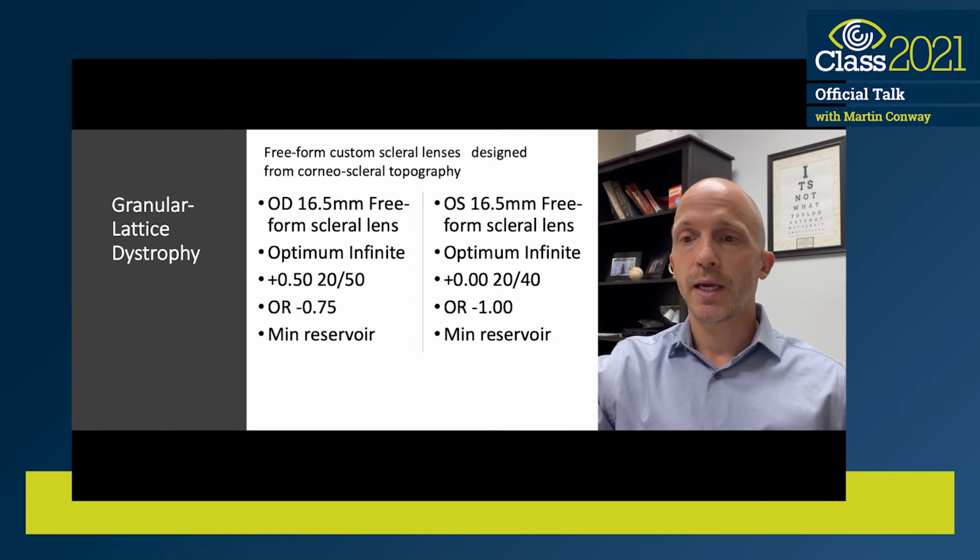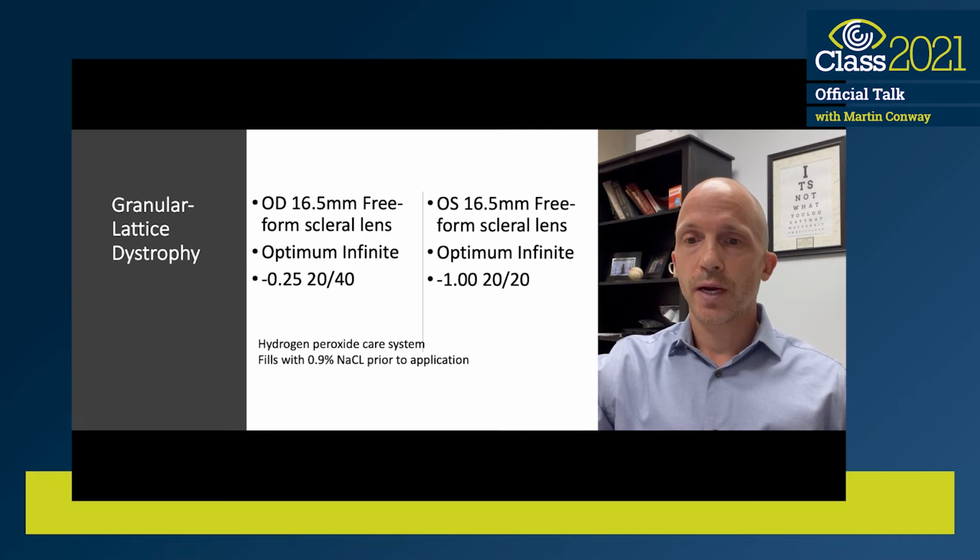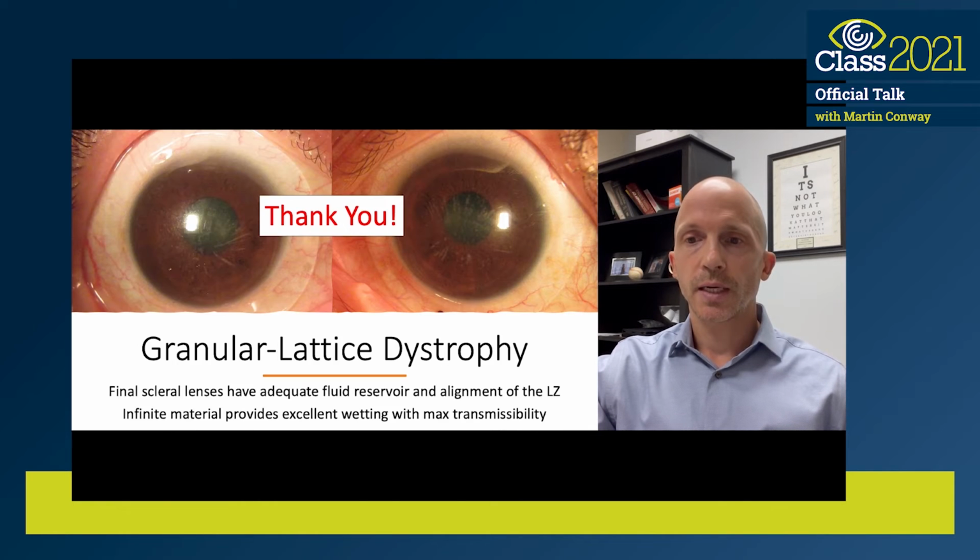He did have a minor over-refraction, and the fluid reservoir of these contact lenses was minimal. So we did remake his lenses, adding the over-refraction, which improved his visual acuity to 20/40 in the right eye and 20/20 in the left eye. We increased the sag for an increased fluid reservoir between the contact lens and his cornea. And here are his fit scleral contact lenses.